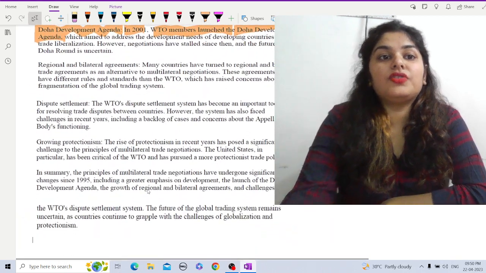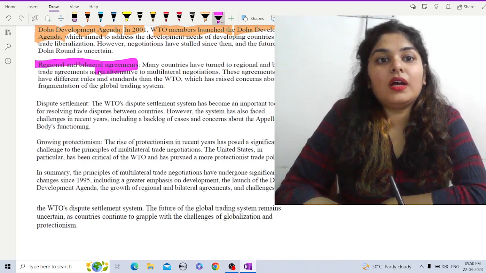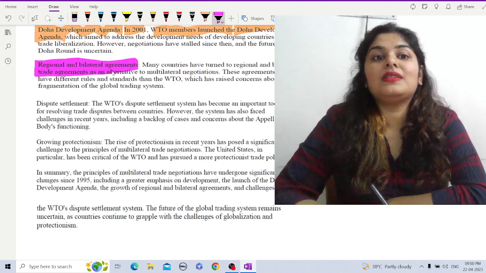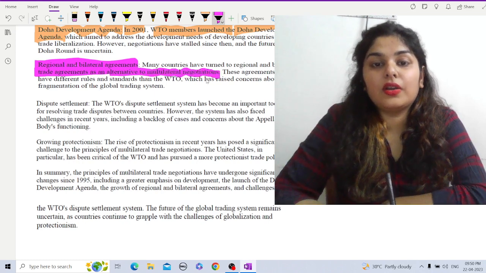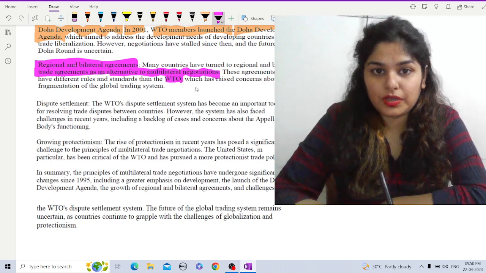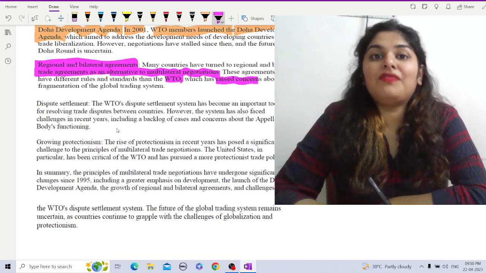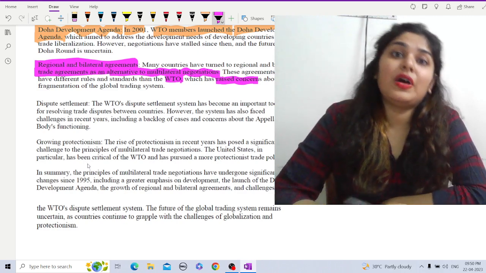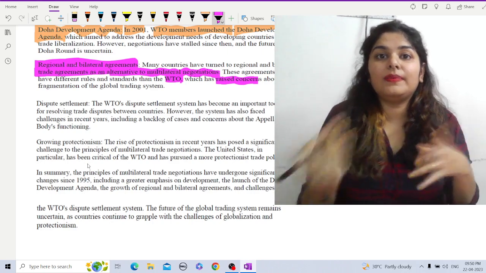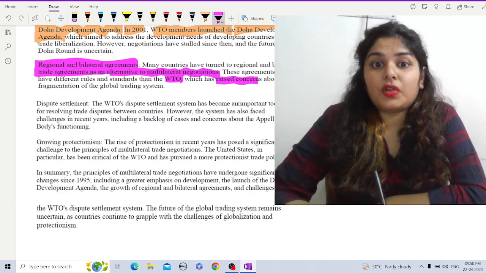Next is about the regional and bilateral agreements. Okay, in this, what are the things that were focused on? So many countries have turned to regional and bilateral trade agreements as an alternative to multilateral negotiations. These agreements often have different rules and standards than the WTO, which has obviously raised concern because of fragmentation. Like if members of the WTO have different ideas and different negotiations going on, there will be some conflicts, and that is a very important point of concern.